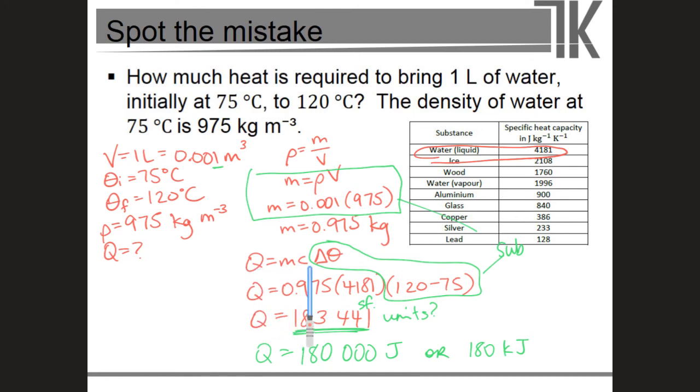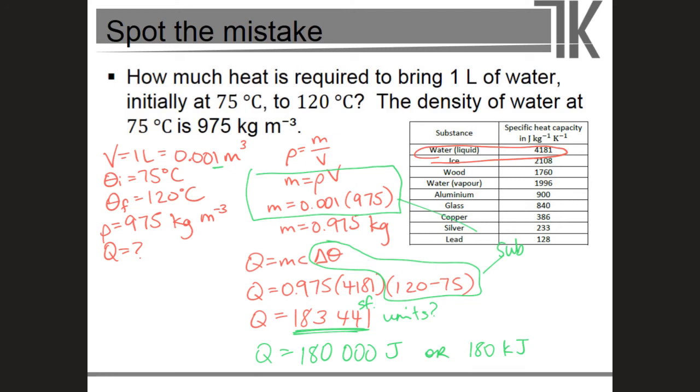Similarly down here with the Q equals mc delta theta, you've got one term that magically turns into 2 terms, and you can't do that inside a substitution. You either need delta theta turning into a singular number of 45, or you need to have delta theta turn into our final minus our initial, and then show the substitution of those numbers into theta f and theta i.